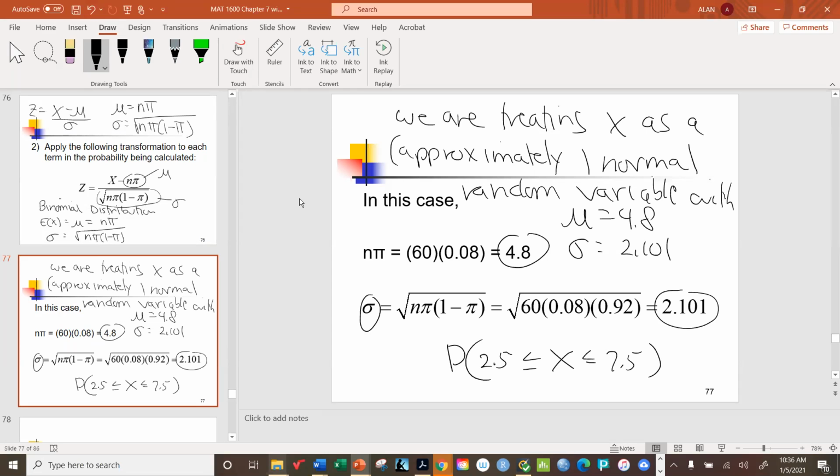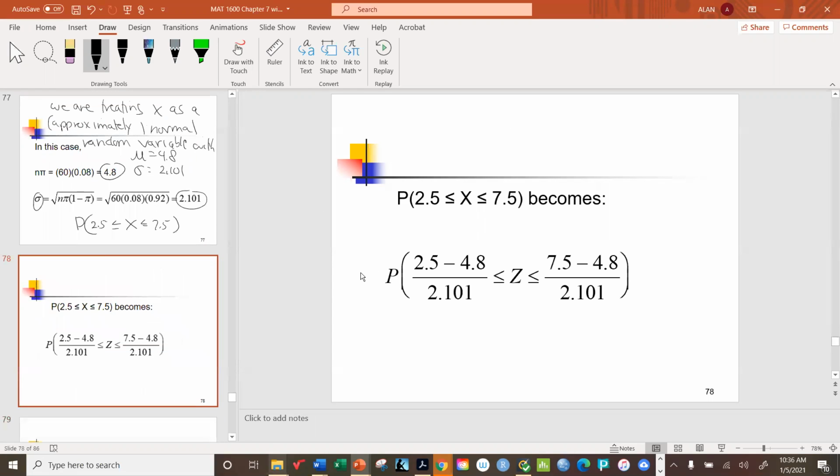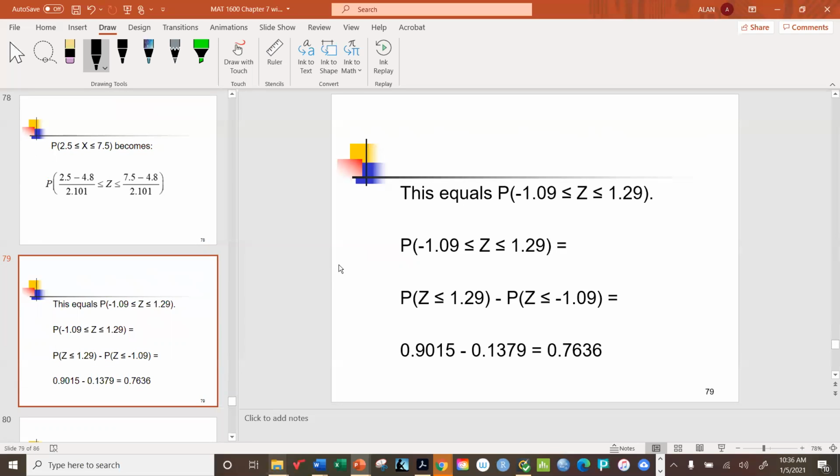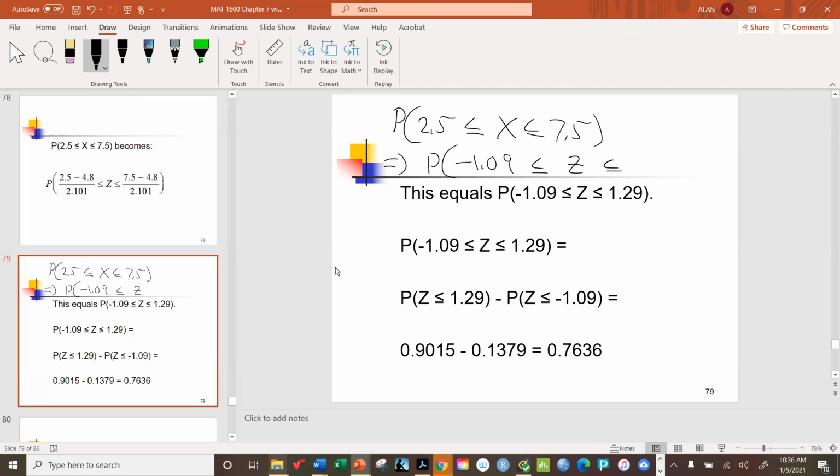Okay, so let's do it. Now, if you want to use the charts and you actually apply this formula, what you're going to wind up with is this. So in other words, the probability of being between 2.5 and 7.5 on this distribution is equivalent to being between negative 1.09 and positive 1.29 on the standard normal curve.